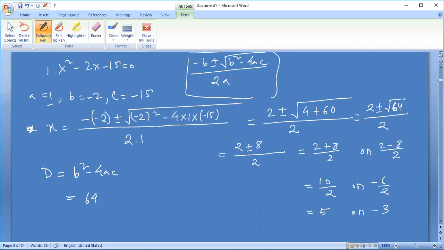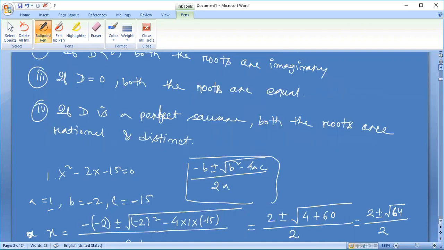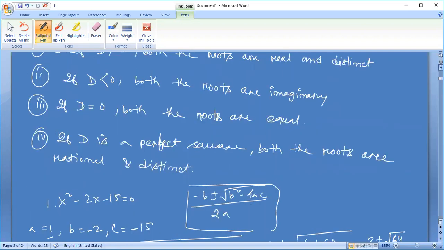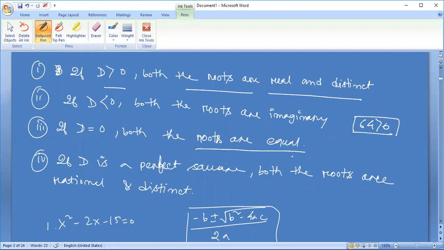64. Now see, just now we have discussed four conditions. When the value of D is greater than 0, both the roots are real and distinct. 64 is greater than 0, that's why the roots will be real and distinct. If D is less than 0, then roots will be imaginary. If D is equal to 0, then both the roots are equal. That means if you get x equal to 1, both the roots will be 1 and 1. If 2, both the roots will be 2 and 2.